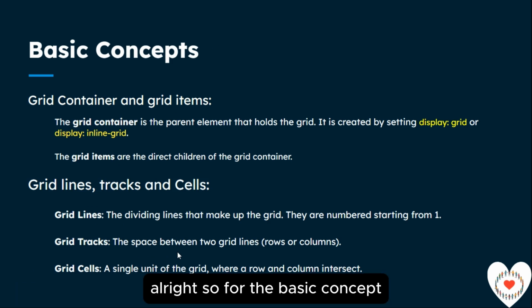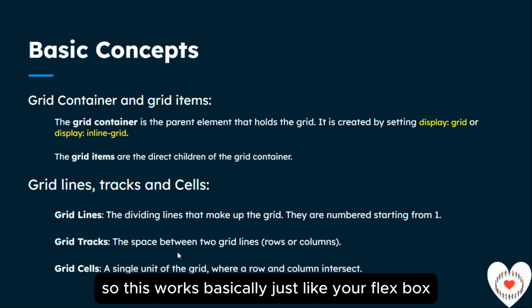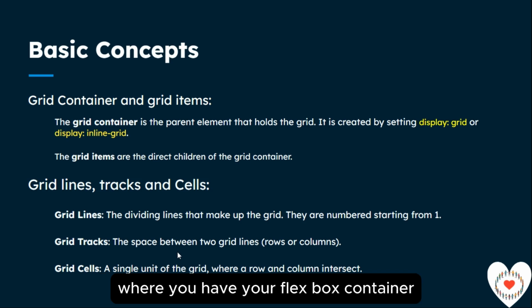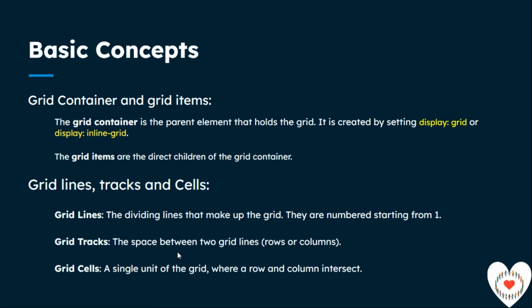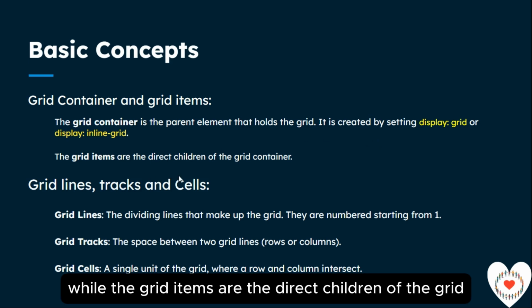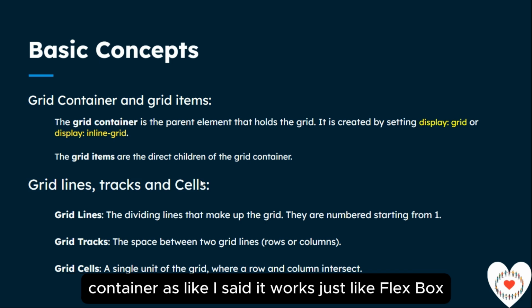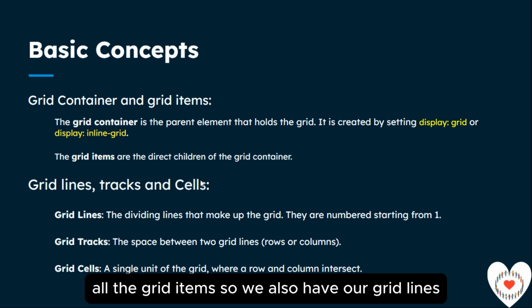All right, so for the basic concepts, what is your grid container and your grid items? This works basically just like your flexbox, where you have your flexbox container and the flex items. In this case, your grid container is the parent element that holds the grid, and you create it by setting a display of grid or display inline-grid, while the grid items are the direct children of the grid container. Just like I said, it works just like flexbox. You have the container, and then you have the children or the grid items.